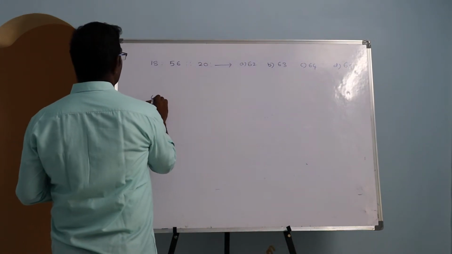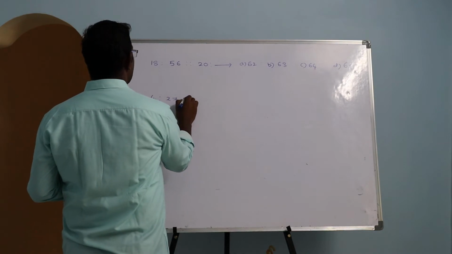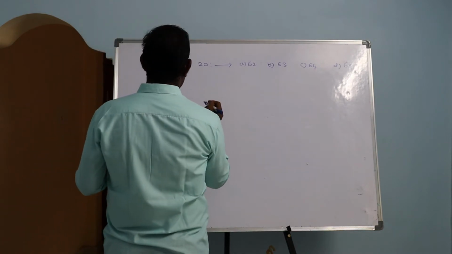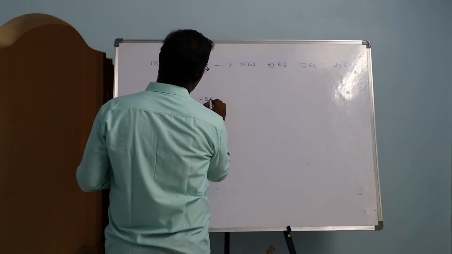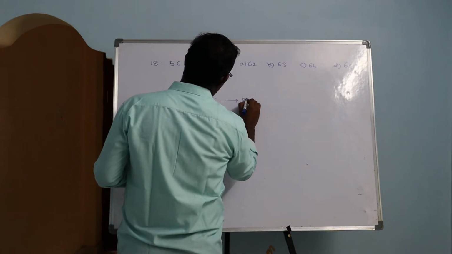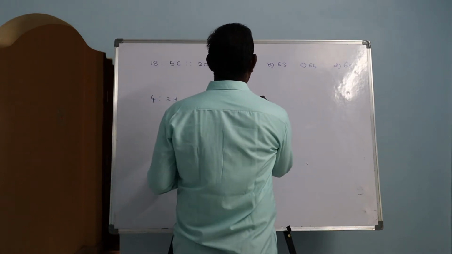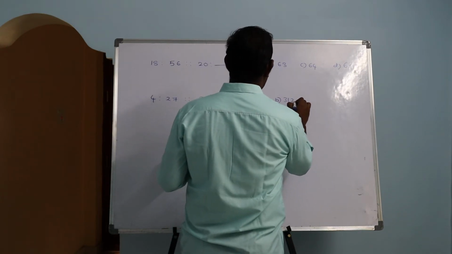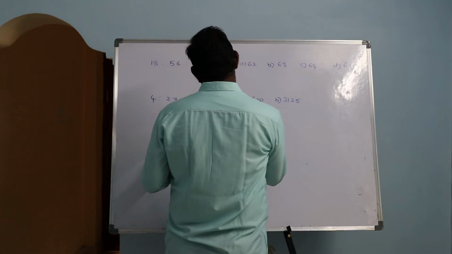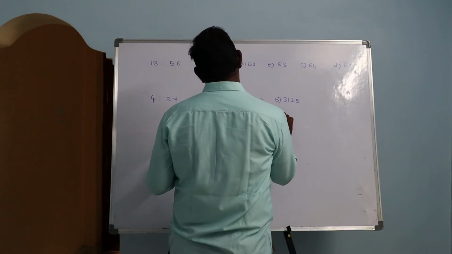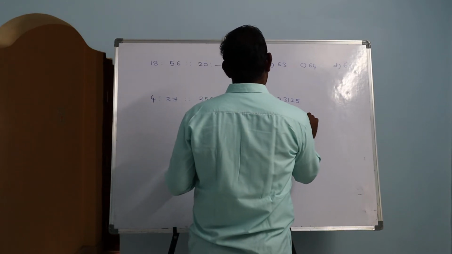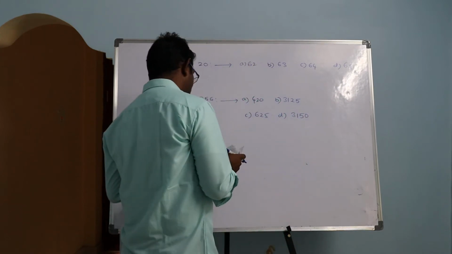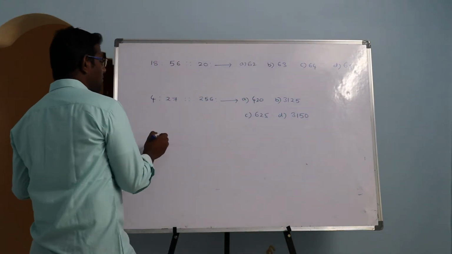Next bit. 4 is 27 as 256 is dash. Option A is 420, option B 3125, option C 625, option D 3150. Next bit.